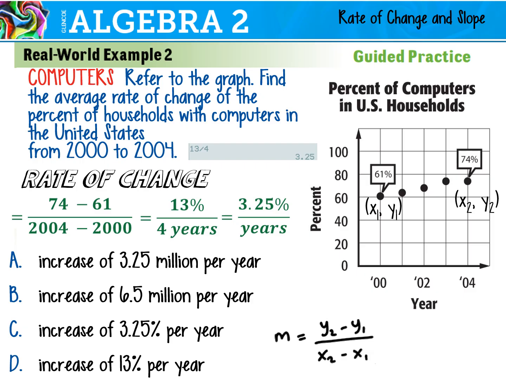Looking at our multiple choice, it is an increase, but there's nothing in the diagram that's dealing with million at all. It is percent per year. So C is our answer. 3.25% per year is the rate of change.